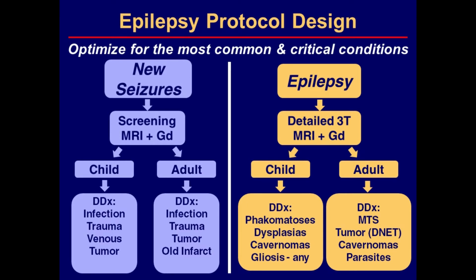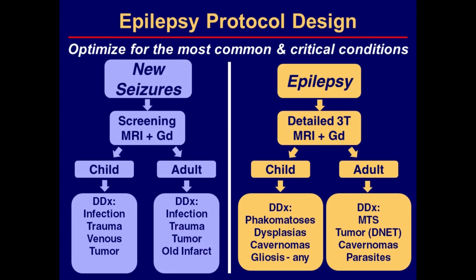For new seizures in a child, things we don't want to miss: infection, trauma, venous infarction or tumor. In adults, it's going to overlap similar entities, but here as you look at older adults, it's things like tumors and infarction that are going to start creeping in. In a child with epilepsy, we're going to be thinking about phacomatoses, cortical dysplasias, cavernous malformations, and old injury of any cause. In adults, the list would include those same things, but also mesial temporal sclerosis, certain types of tumors, cavernous malformations again, and infections including but not limited to parasites.